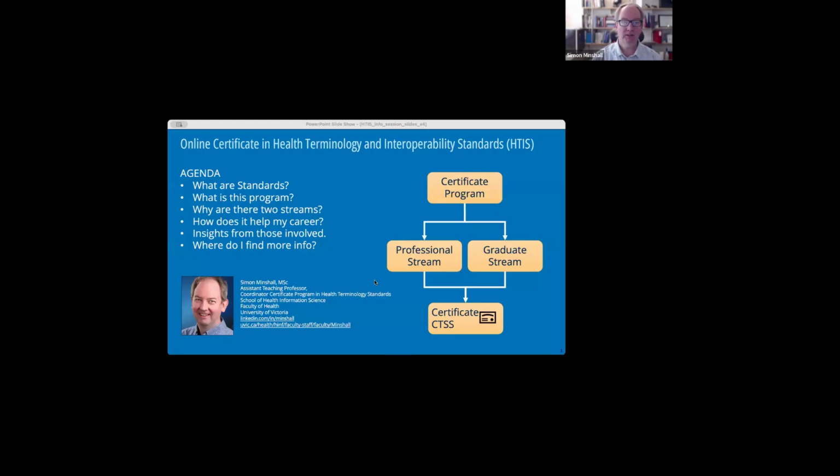We're going to talk today about the Standard Certificate Program. We're going to talk about the two streams you can take in order to pass through the program and earn the right to get the CTSS certificate.